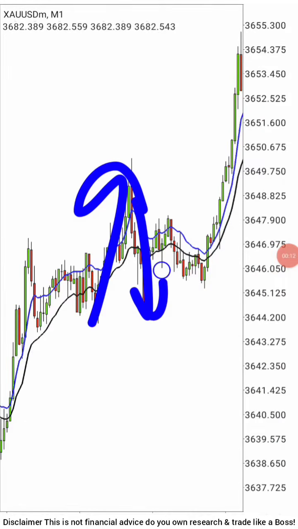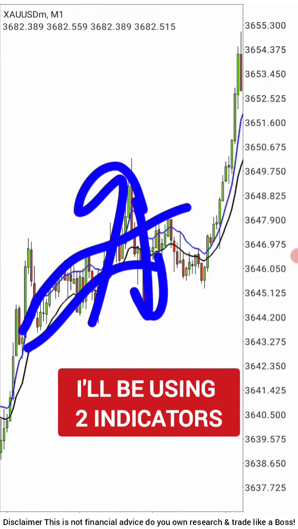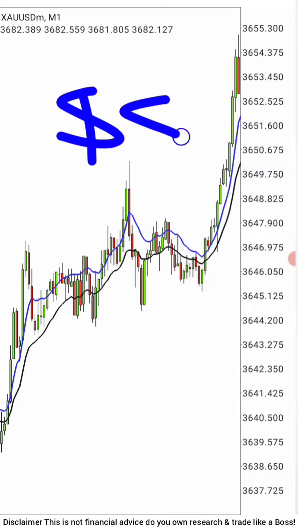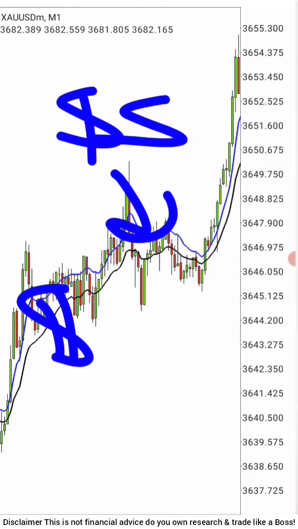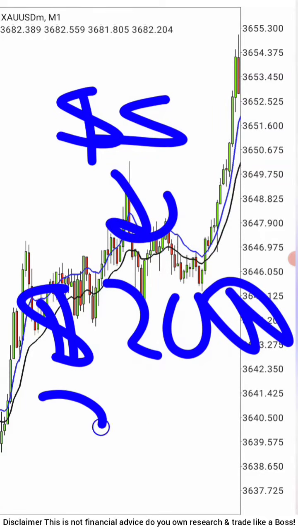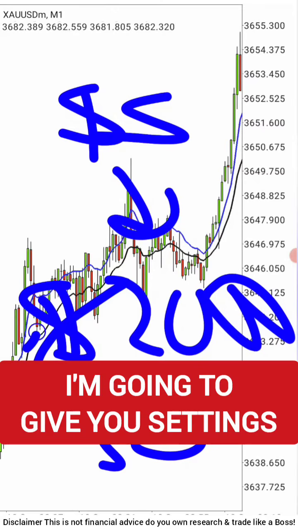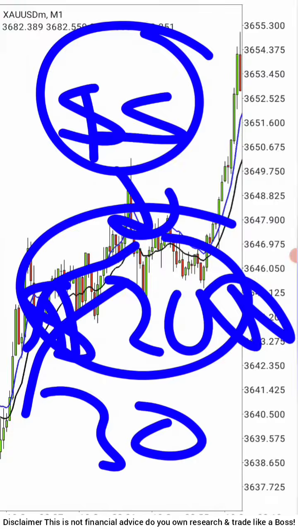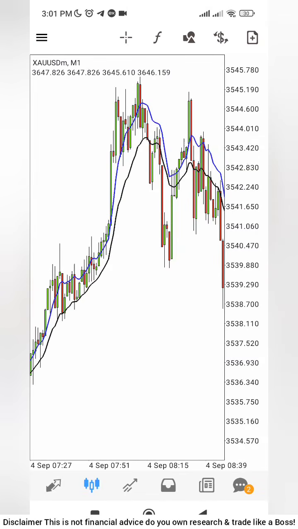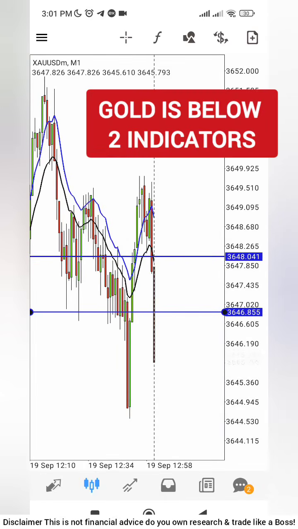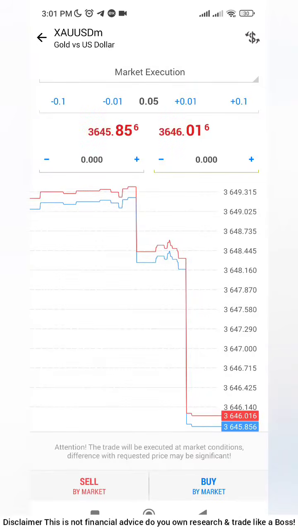To find buy trades and sell trades, I'll be using these two indicators. And if you turn this $5 into more than $2,000 in the next 30 minutes, I'm going to give you the settings of this whole strategy. These are the two indicators that we are using right now. We can actually see gold is below the two indicators, so I'm going to enter a sell trade.